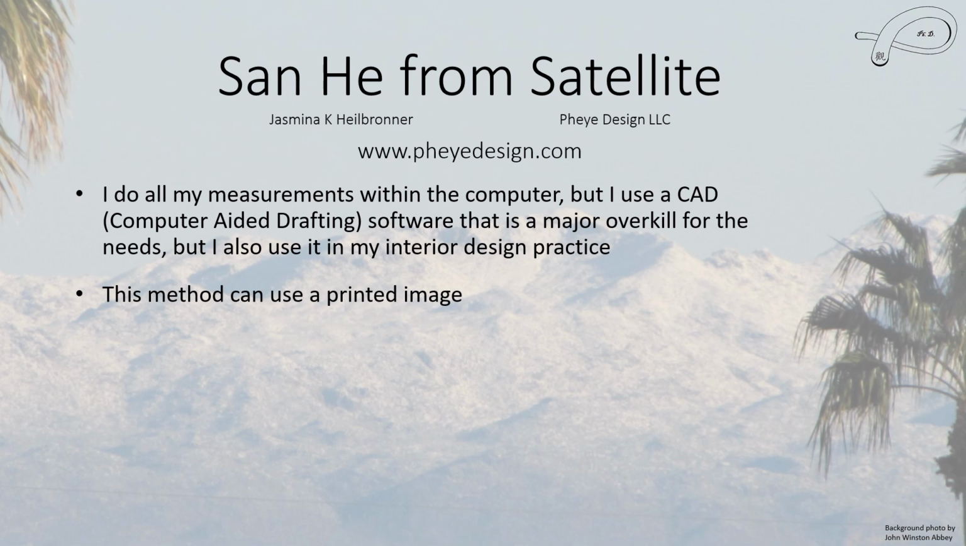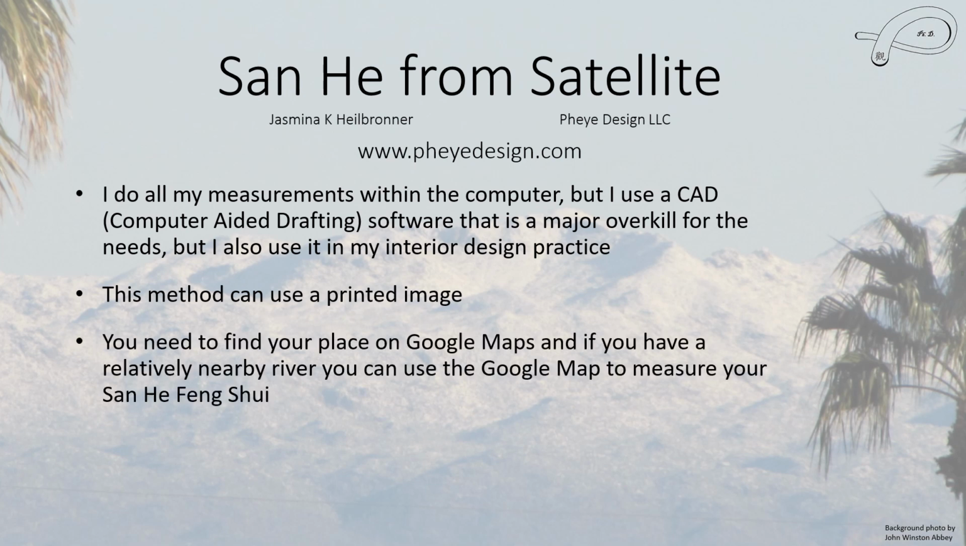So you can just print out the satellite view of your house to use this method. So basically, you do this with Google Maps. Now, there are some places where you can't get a true satellite view, and I'm actually going to show you one. And if that's the case, it's a lot more difficult, but it can still be done.